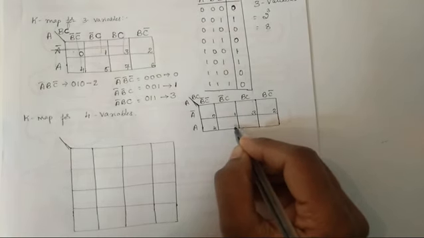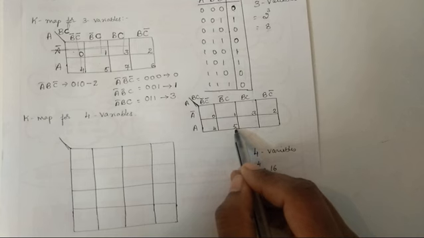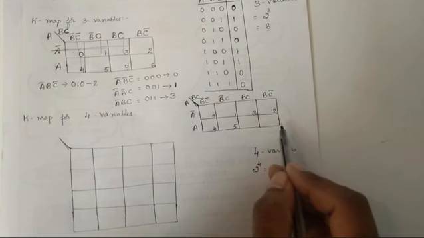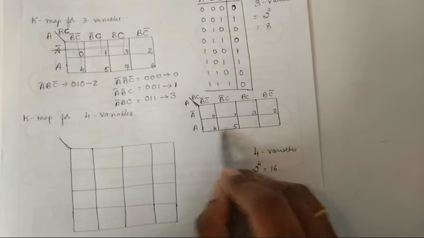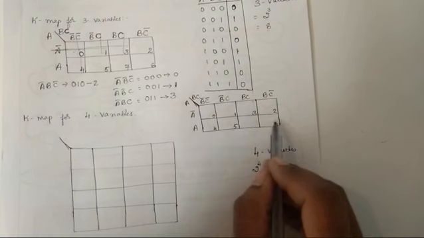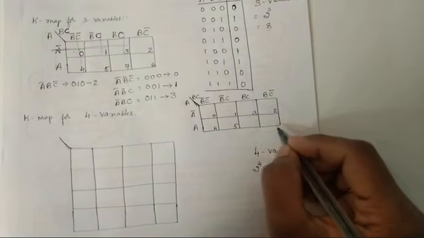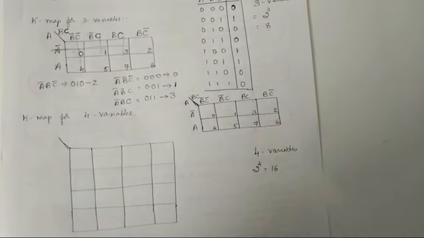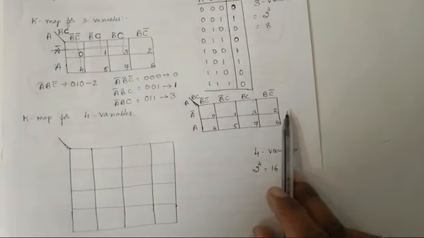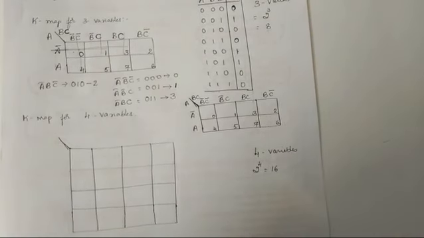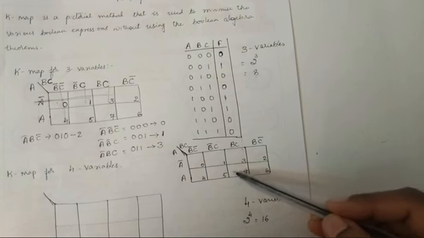What is the next number after 3? It is 4. Next is 5. After completing 2 cells, again we have to go to the last cell. What is the rule? You just write 2 continuous numbers, then move to the last. So 4, 5, 6, 7. This is how we enter the cell numbers, and this is the skeleton of the K-map for 3 variables.